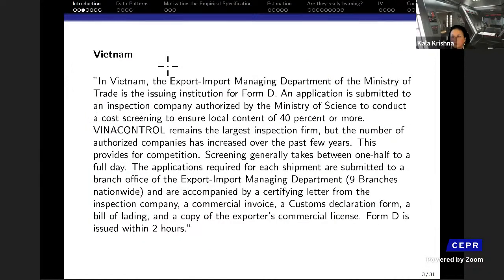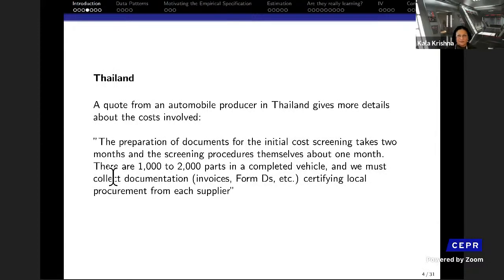Here are some examples with other countries. For Vietnam, this quote gives you an idea of what you need to do. You have to find this, then they screen it, then every shipment has to be put into the export-import managing department, then it has a certifying letter and commercial invoice and customs declaration. I mean, it's nuts. But I always think that the next slide's quote gives you a very good idea.